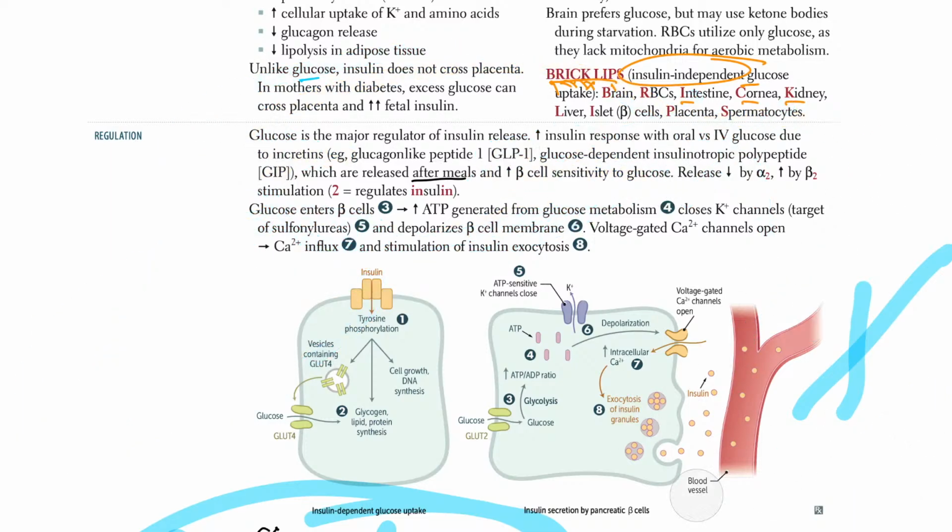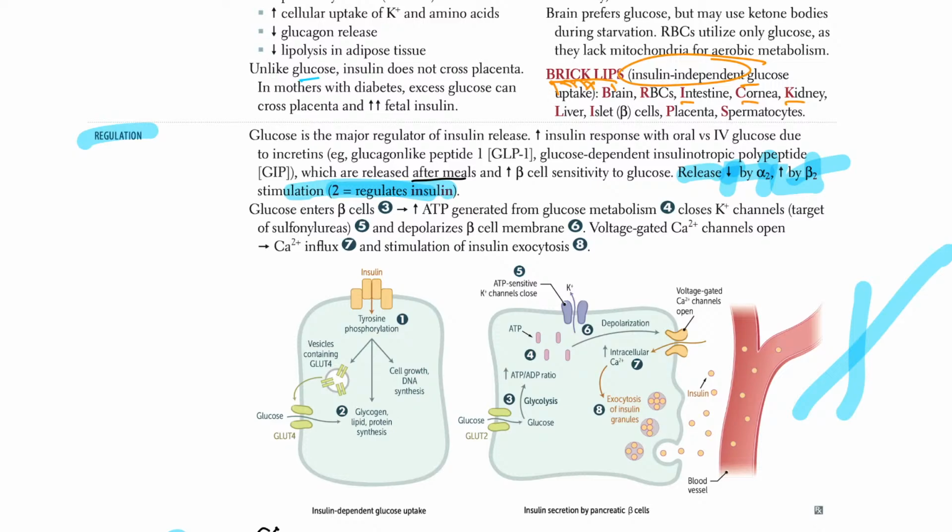Okay, so let's talk about the release now. Insulin release is decreased by alpha-2 stimulation, and it is increased by beta-2 stimulation. So the 2's are regulating insulin: alpha causes the insulin to go down, and beta stimulation causes the insulin to go up.